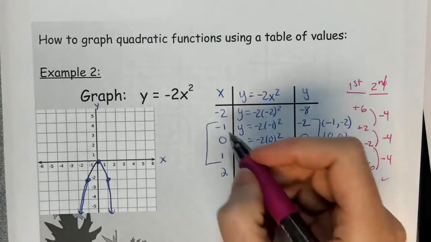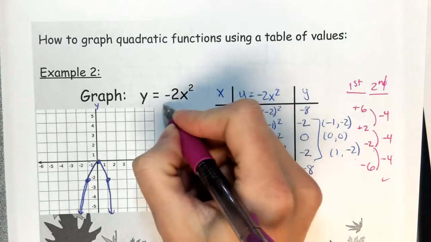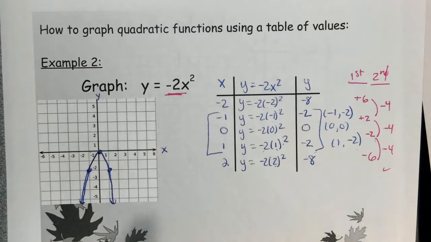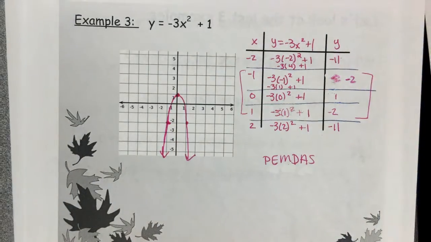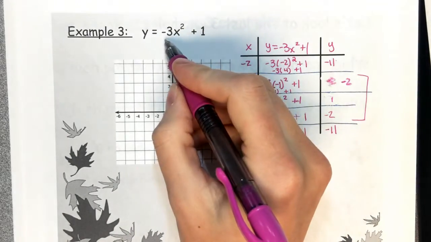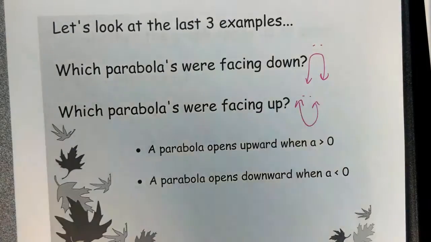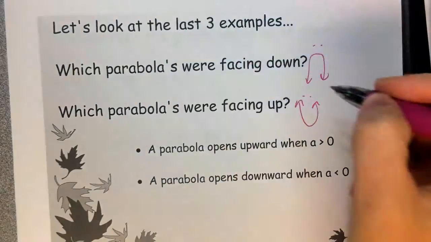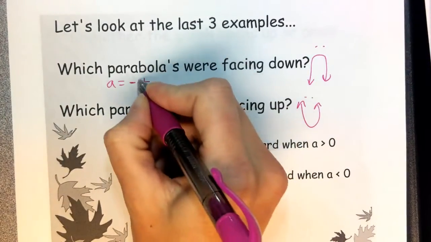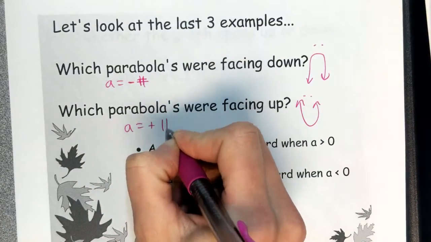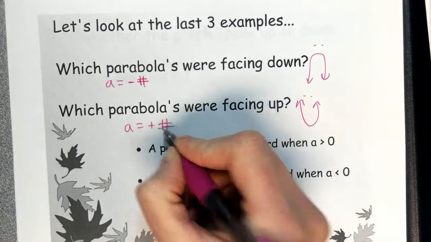Example 2. This value in front of x squared was negative 2. What is this parabola doing? Facing down. And here, last example 3, your value in front of x squared is negative 3, and it's also facing down. So what did all of those have in common? Well, when the a value was negative, when it's a negative number, that creates a downward facing parabola. When a is positive, it is an upward facing parabola.